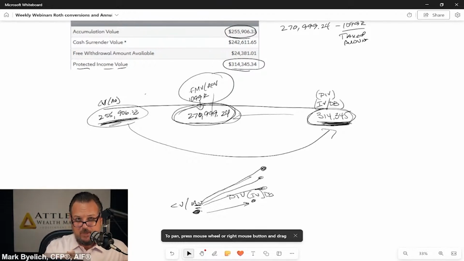So that's one reason why we like to escalate these conversions in these Roth IRAs, because we want to minimize the amount of tax that you pay. The other reason is we want that tax-free income to come out as soon as possible for you. So it makes sense to do that.